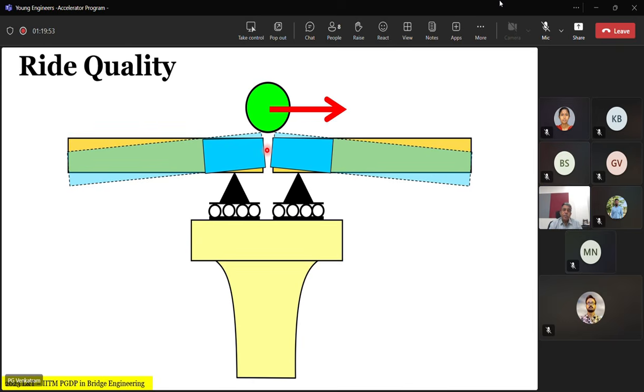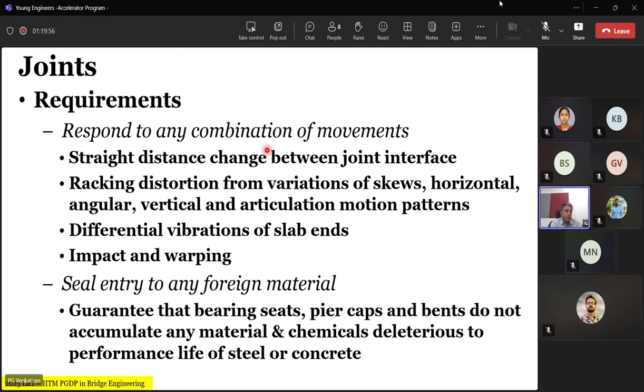So what should be the requirement for a joint? They should respond to a combination of movement: straight distance change between the joint interface, racking distortion, fine vibration, variation in skews, horizontal angle, all these translational displacements, whatever causes differential displacement between the two slabs. That has to be considered. It has a second purpose, which is that there is a gap.